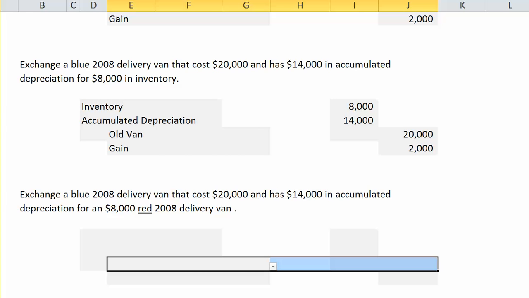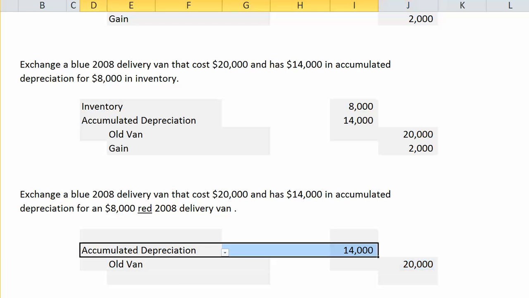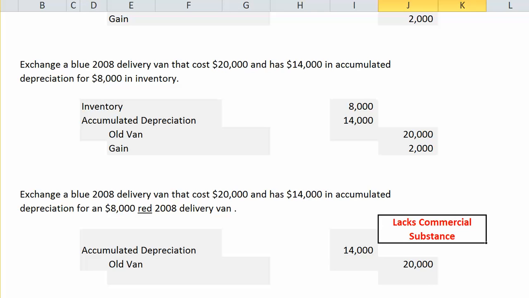Now let's exchange our blue delivery van, the same van, for an $8,000 red 2008 delivery van. So it's the exact same van, except ours was blue, and we're trading it for a red van. Again, the first step: take the old van off the books, take its cost off the books, take its accumulated depreciation off the books. Now, if we followed our old pattern, we would record the new van at a value of $8,000. But we would say that this transaction lacks commercial substance. In other words, our position really hasn't been changed.